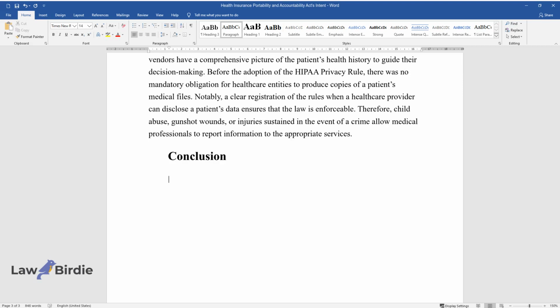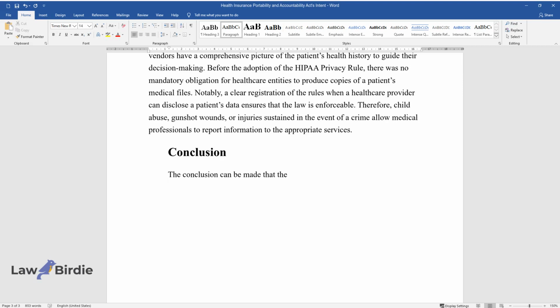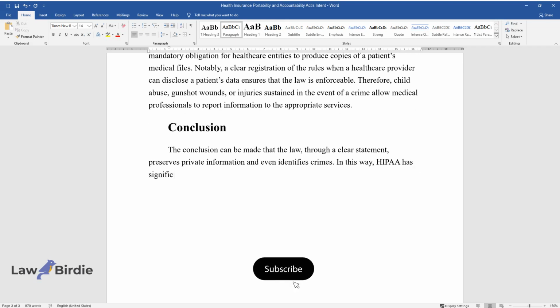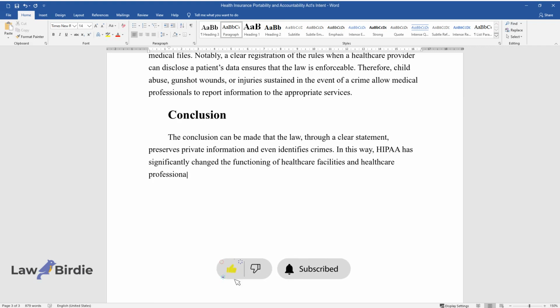Conclusion. The conclusion can be made that the law, through a clear statement, preserves private information and even identifies crimes. In this way, HIPAA has significantly changed the functioning of healthcare facilities and healthcare professionals and has successfully regulated the areas it targets.